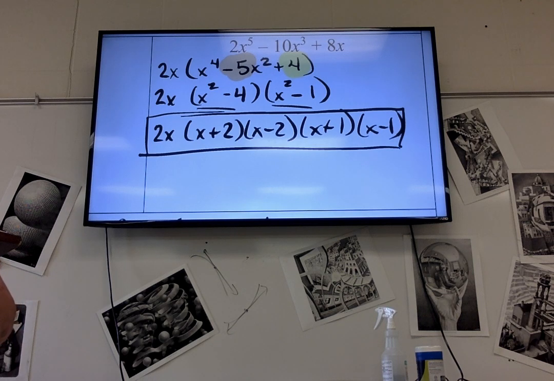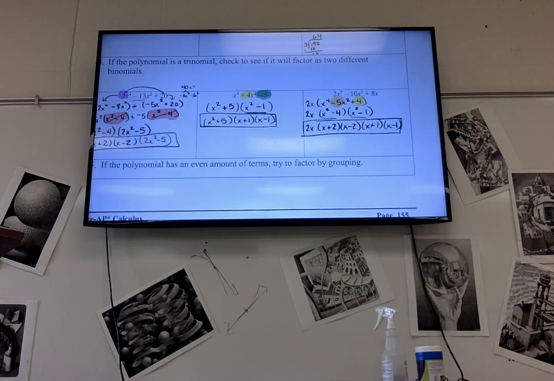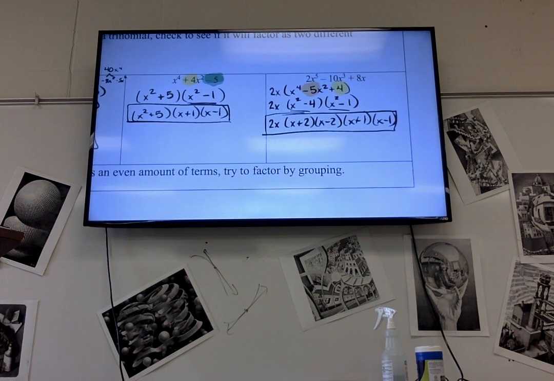Okay, at the bottom of this page it says, if the polynomial has an even amount of terms, like 2, 4, 6, 8, whatever, try to factor by grouping. And then it gives us more detailed instructions on grouping. Any questions before I turn this page? You okay? Do you have questions, Stella? Okay.